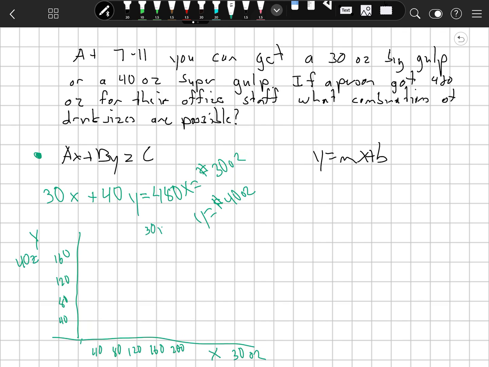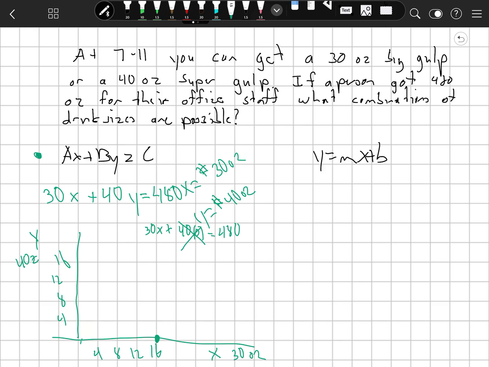So 30x plus 40 times 0 equals 480. And I just cross that out. And so 480 divided by 30, 3 goes into 48 16 times. So x is 16 when y is 0. I did this wrong on the axis. Let's count by 4s, not 40s. Sorry about that. Let's try it again. Count by 4s. So x is 16 when y is 0.